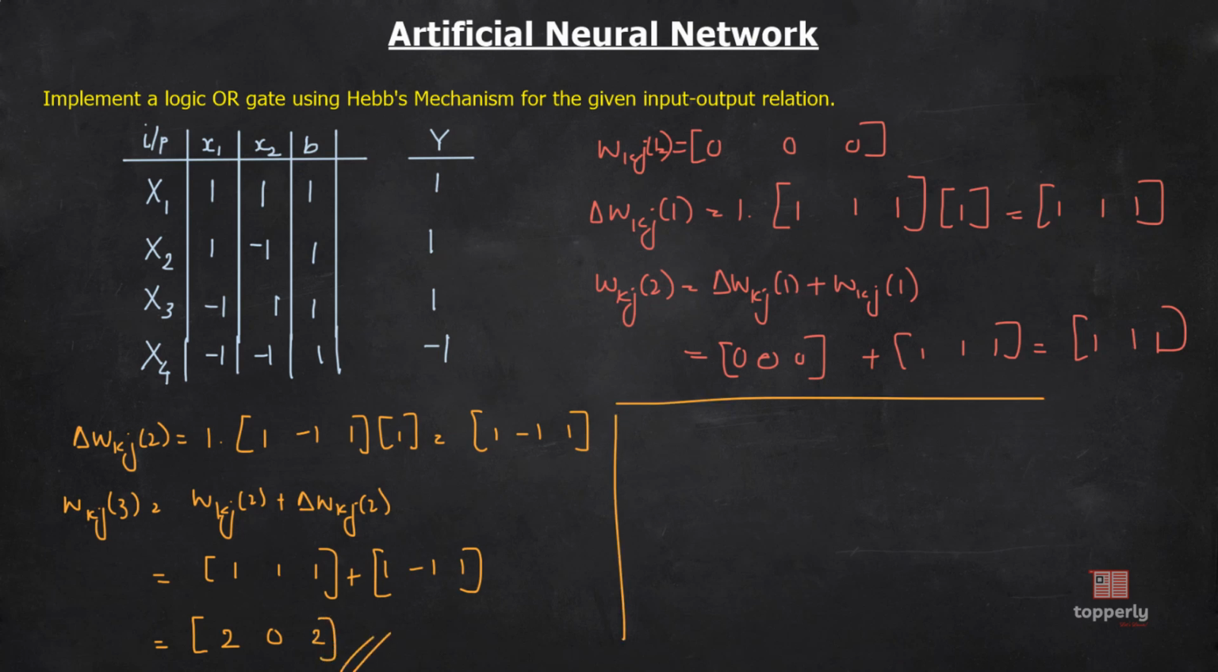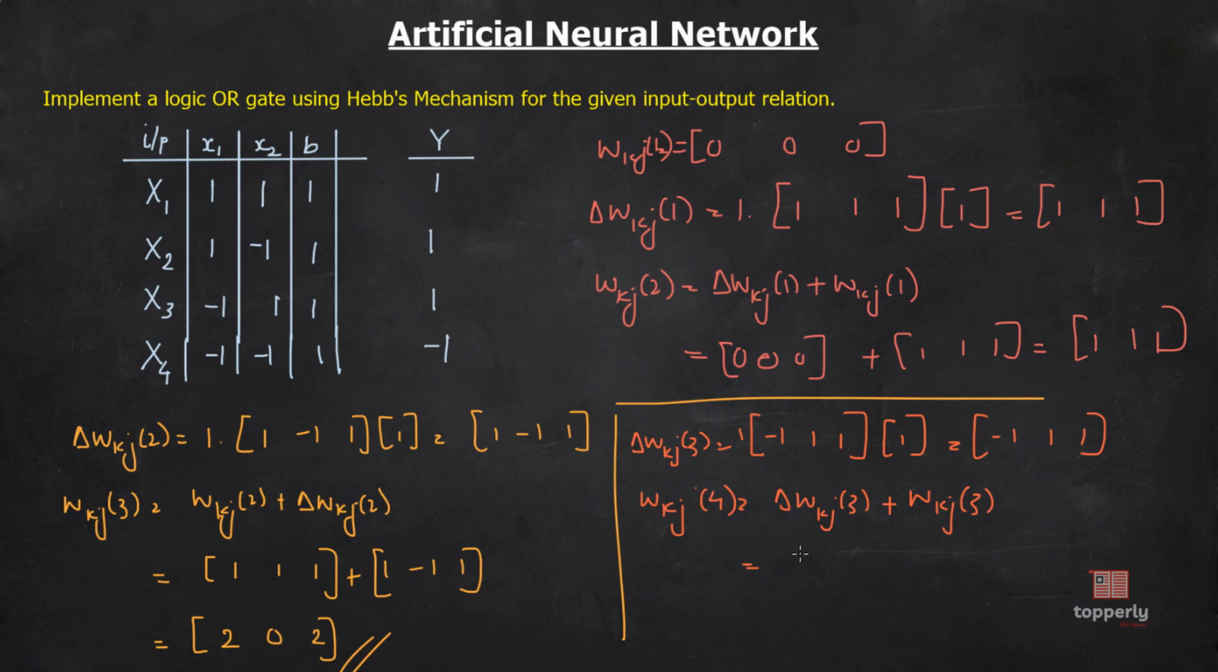Now moving on to the third part, we can write delta wkj of 3 as 1 into input vector is -1 1 1, and the output is 1. Therefore -1 1 1. Therefore we can write wkj of 4 as delta wkj of 3 plus wkj of 3, and wkj of 3 is 2 0 2.